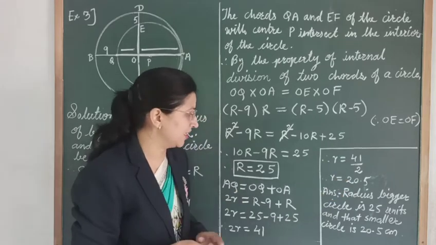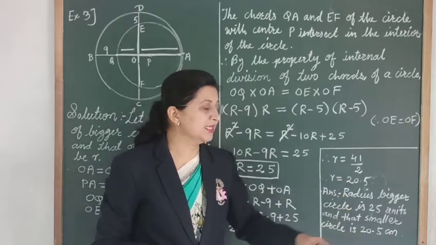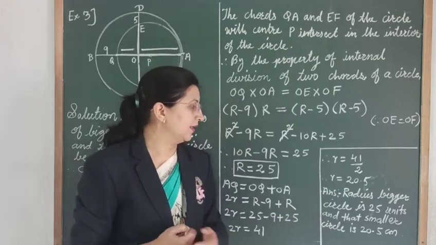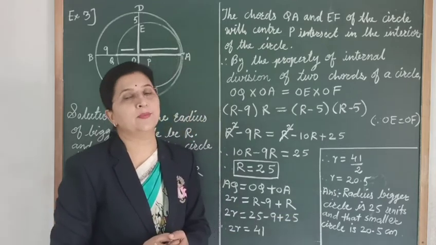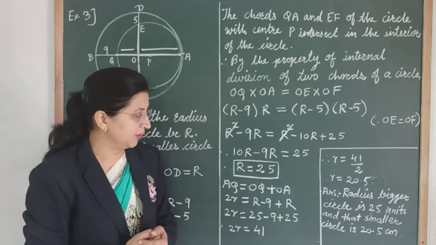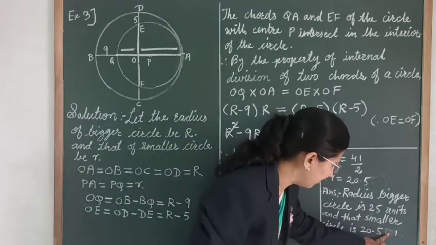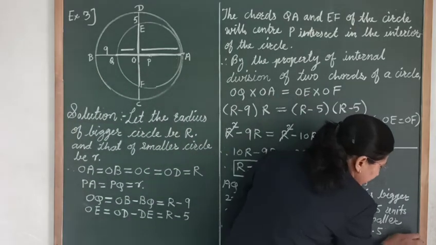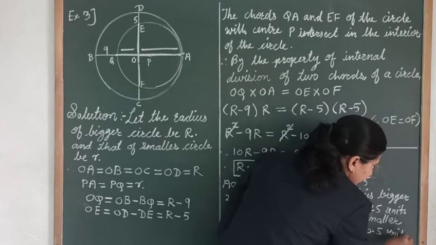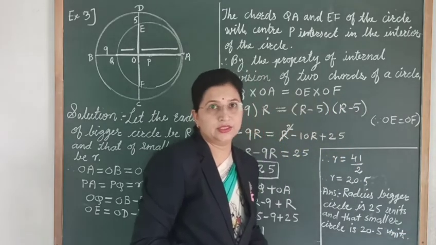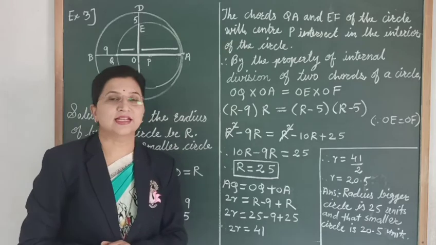So let's write down the final answer. The radius of the bigger circle is 25 units and that of the smaller circle is 20.5 units. Sorry, here again I have written. So dear students, when the unit is not mentioned, then in that case we can say units. I hope it's clear to you.